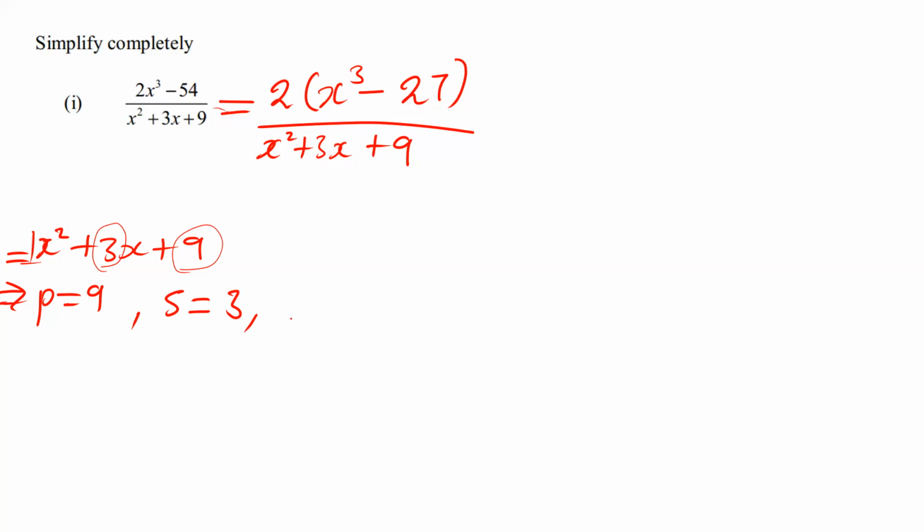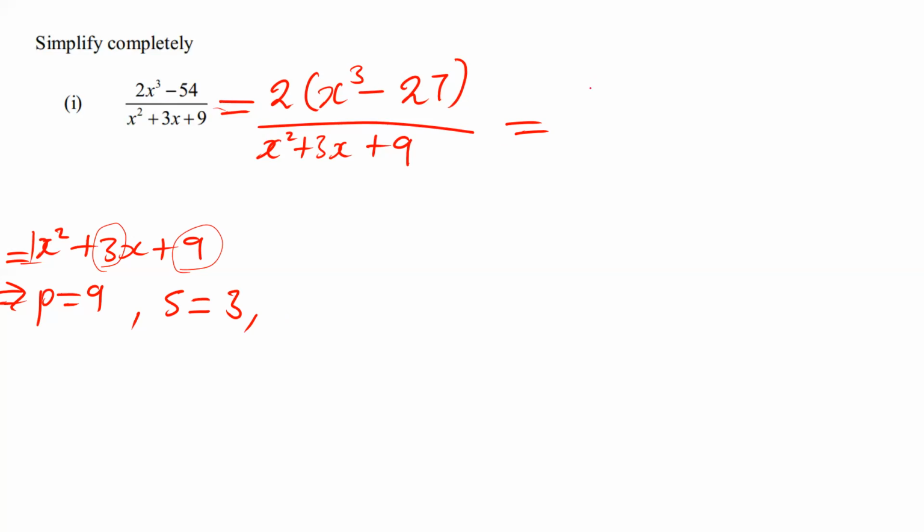Do we have any 2 numbers that we can multiply to get 9, and then when we add, we get 3? But I think we don't have. Okay, let's start with the numerator first and see what we're going to get.